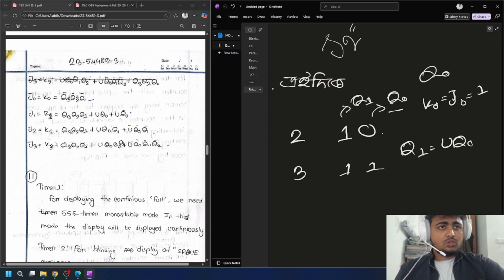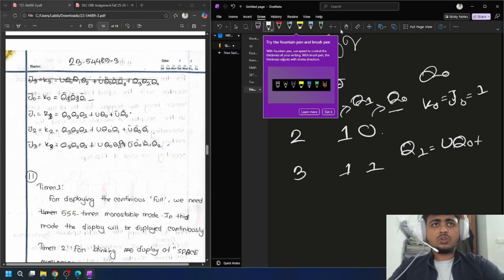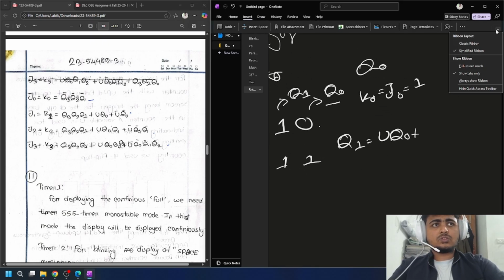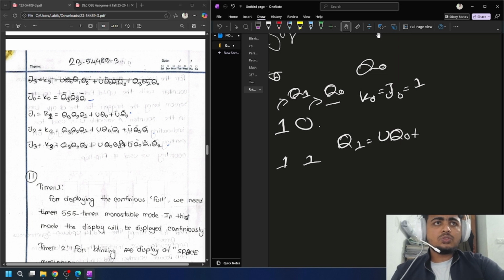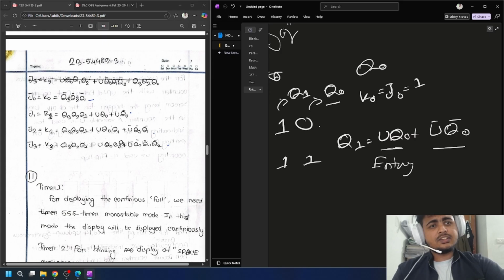Let's say for Q1, we implemented the logic like this: U Q naught plus U' Q naught'. This is for the entry and this is for the exit. So how does this work?